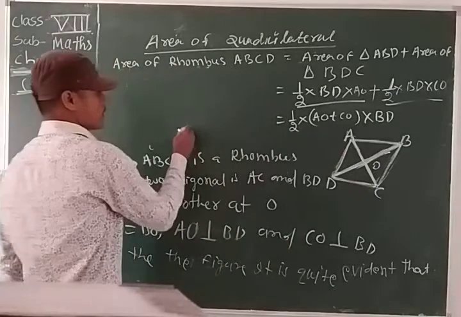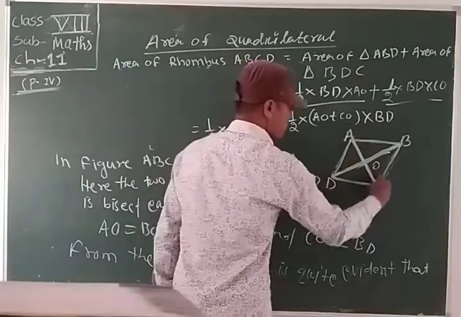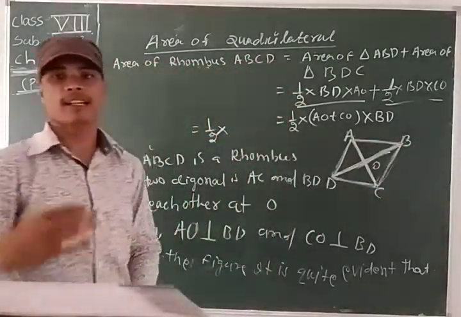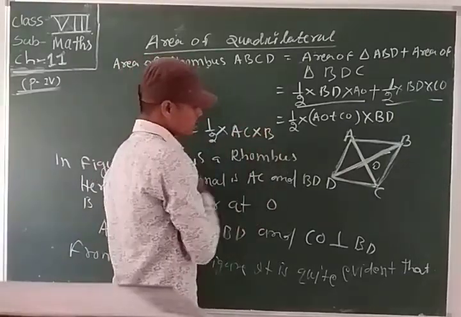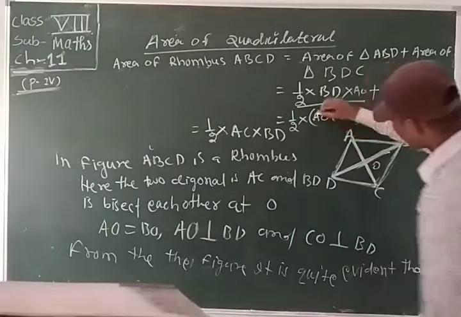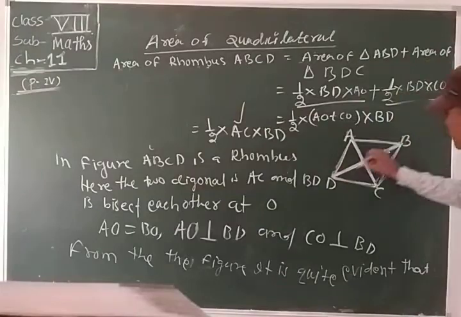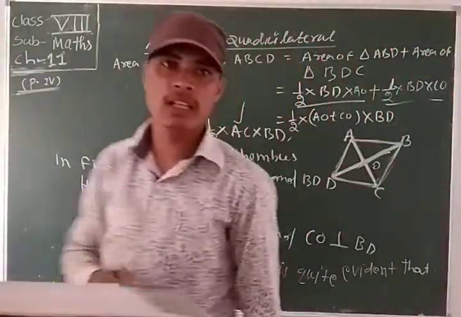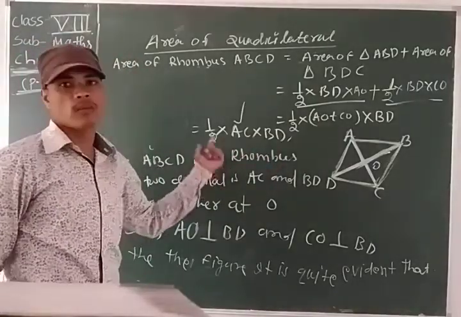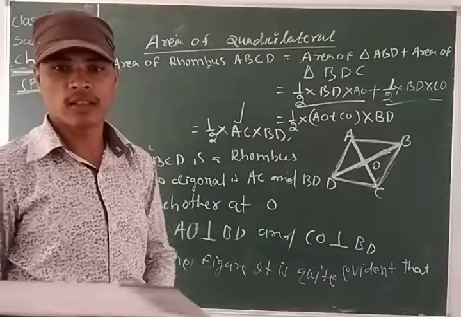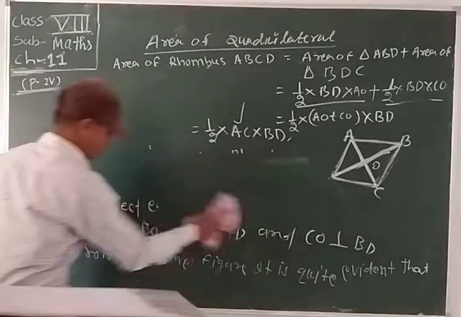Then we can now write 1 by 2 into AC into BD. That means the product of two diagonals. Why AC into BD? Because AO plus CO equals AC, and BD is BD. That means we got the formula. The area of rhombus is 1 by 2 into AC into BD, or 1 by 2 into the product of the diagonals. Thus finally we got the formula of the rhombus.